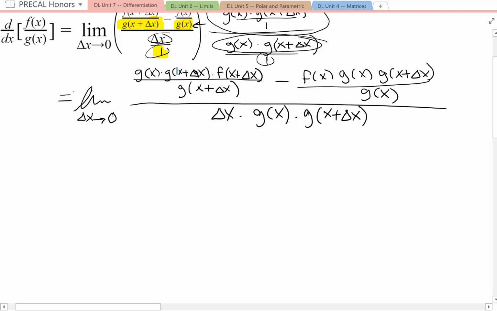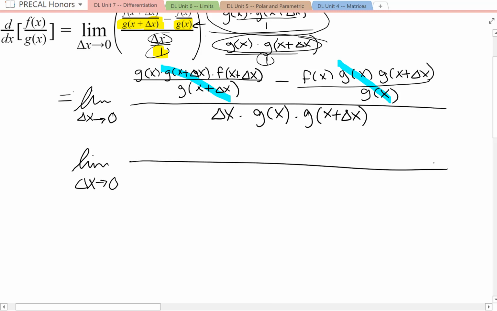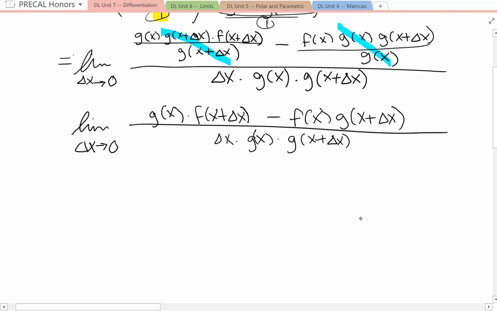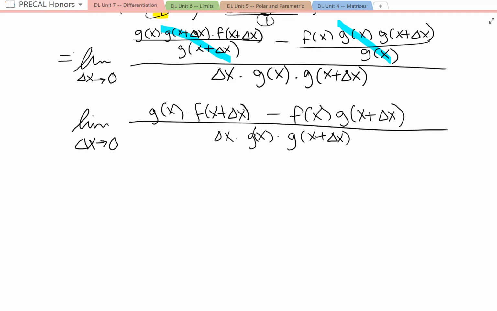g of x plus delta x over g of x plus delta x is 1. g of x over g of x is 1. So take those out of the fractions in the numerator for our next step. And by doing that, we no longer have fractions in the numerator. All right, but we still don't have stuff that we necessarily know yet.